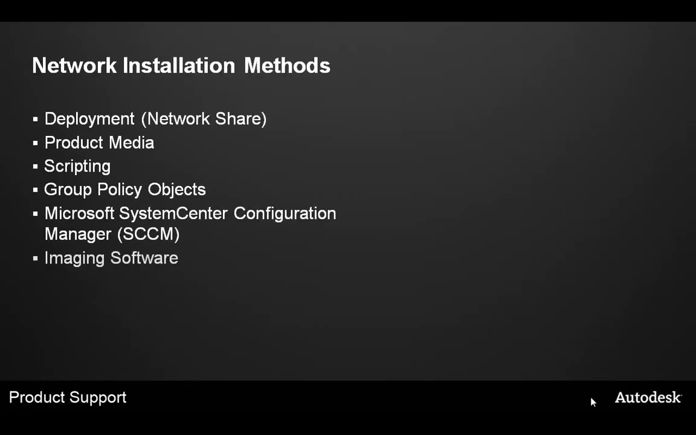Before I make a deployment, let me show you several methods of distributing Autodesk Inventor. For the network installation of Inventor, deployment is the default method and will be explained in this video. You can also simply insert the product media and change the license type to network license during the installation. Please refer to Network Administrator's Guide for other methods such as scripting, group policy objects, System Center Configuration Manager, or imaging software.